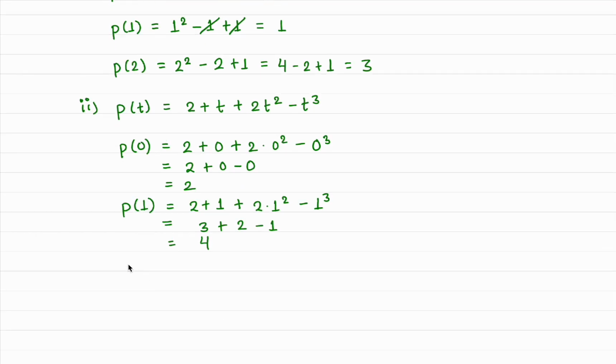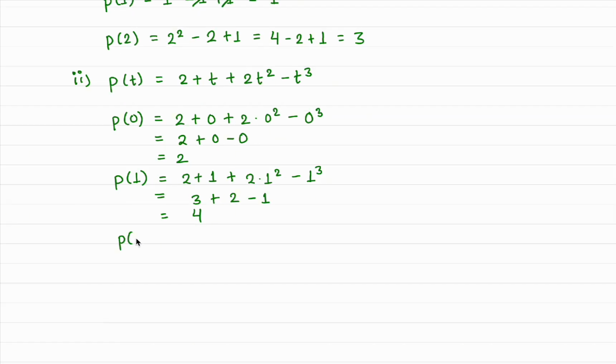Let's find p(2) as well. So we have our p(2) over here. For p(2), again we have our 2 plus our t here, right? This is going to be 2, okay? Because we are doing it for 2. 2 plus 2 times our t square is 2 square, minus t cube is 2 cube. So this is going to be 2 plus 2 is 4 plus 2 square is 4, 4 times 2 is 8, minus 2 cube is also 8. So we can cut that 8 and that 8, and we get our answer as 4. And that's our second question.